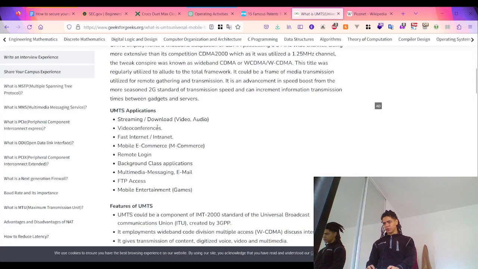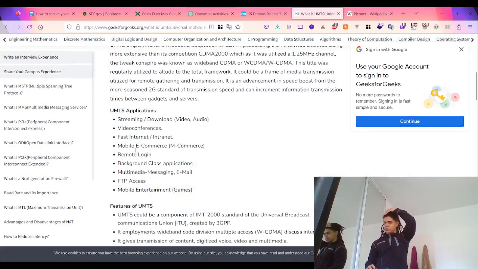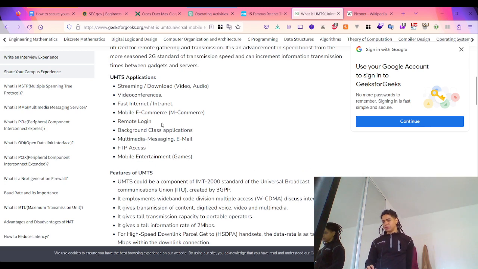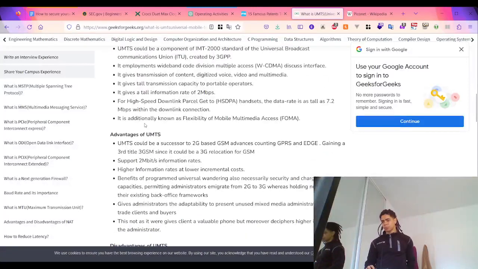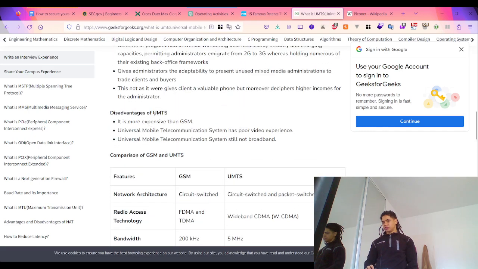Application streaming and downloading, video conference, fast internet, mobile e-commerce, remote logging, background class applications, multimedia messaging, FTP, so file transfer protocol, mobile entertainment games. Okay, advantage of UMTS. Disadvantage of UMTS is it's more expensive than GSM. Universal Mobile Telecommunication System has poor video experience.